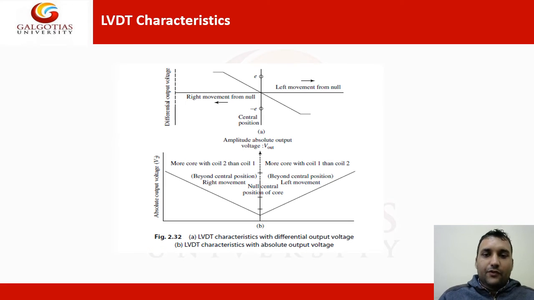This diagram shows the absolute output voltage amplitude. There is a relation between the LVDT characteristics, that is the differential output voltage, and the absolute output amplitude. This is left movement from null. This type of curve is there, and when there is right movement, this type of curve is there. On the other side, these are the LVDT characteristics with absolute output voltage. At the zero position, the output is zero, this is the null point. On the right movement, it moves in this direction, that is the left direction. On the left movement, it moves in the right direction.